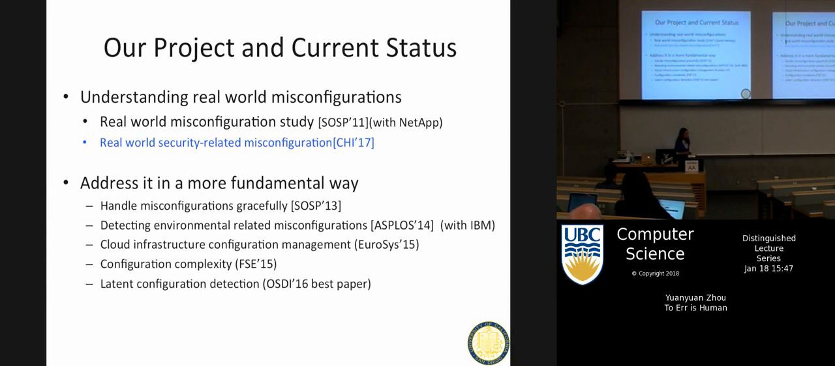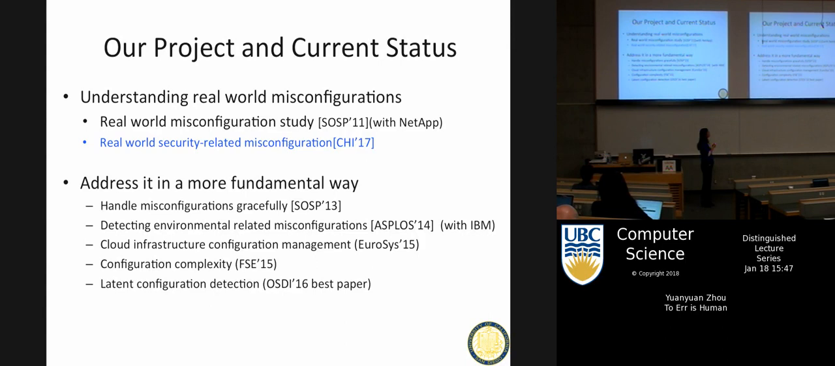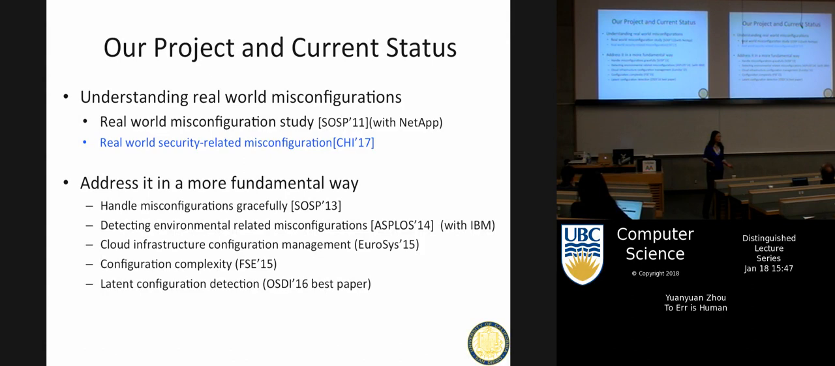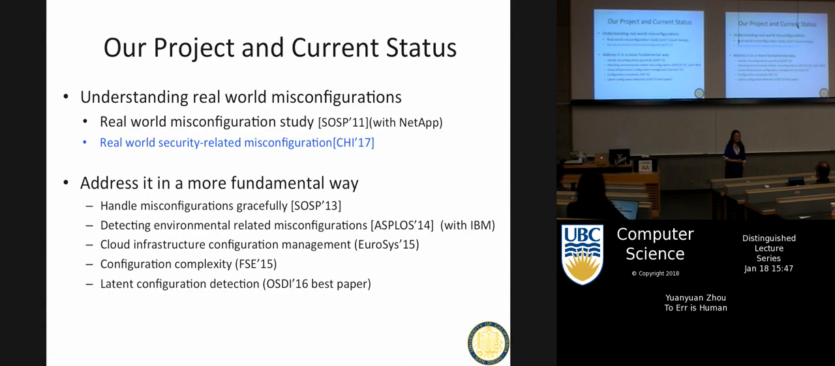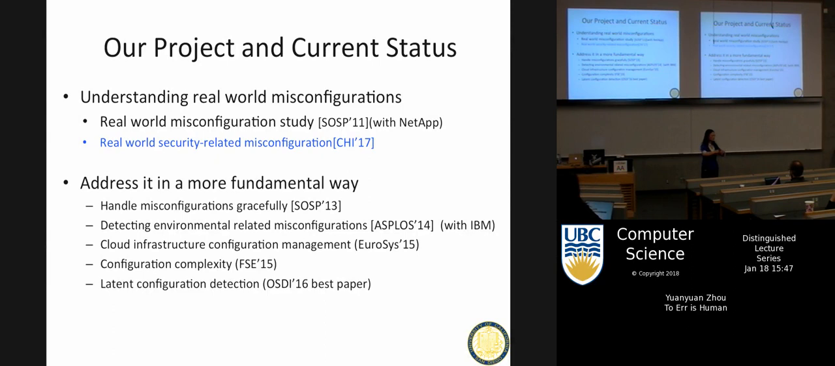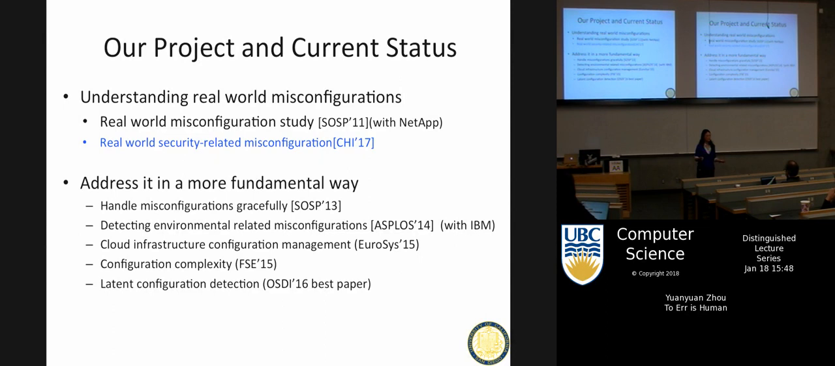In this project, we started by understanding misconfiguration first. We started in 2011 looking at many real-world misconfigurations from 3,000 of their customers, and at what kind of mistakes a system admin makes. We published results in 2011, and recently we even looked into how many configuration errors introduce big security problems, because many times when they change a setting, they open up a big security vulnerability and it goes undetected for two years or multiple years until the system gets attacked. So that's a bit more about understanding real-world misconfigurations.